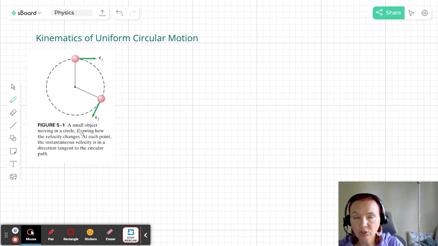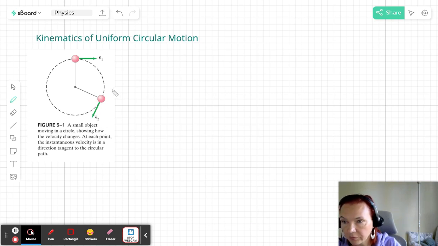Now, the acceleration. Remember, acceleration is defined as the rate of change of velocity. And because the direction changes, that means that acceleration is actually some value. So it's not just zero. That means that the object revolving in a circle is continuously accelerating.